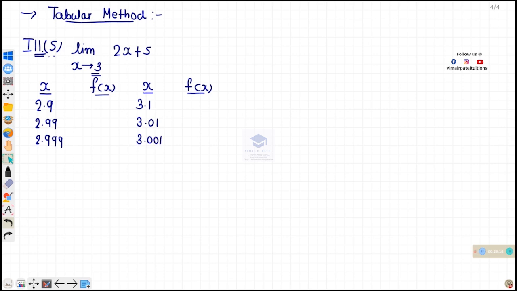3.001. Now you can substitute this value in our function, that is 2x plus 5. So 2 into 2.9 plus 5, it will be 10.8. Then 2 into 2.99 plus 5, so it will be 10.98. Then 2 into 2.999 plus 5.